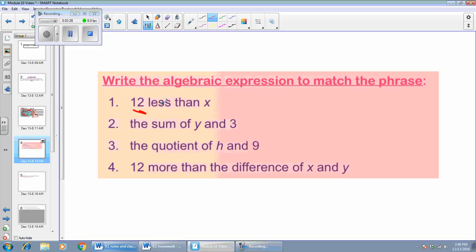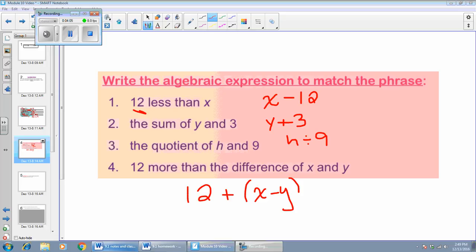When we see less than, a lot of times students just want to write 12 minus x. But less than is telling us that the 12 is less than x. So whatever x is, 12 is going to be taken from x. So the correct answer is really going to be x minus 12 because we're taking 12 from x. 12 less than x. Try the rest on your own, then press play to find the answers.